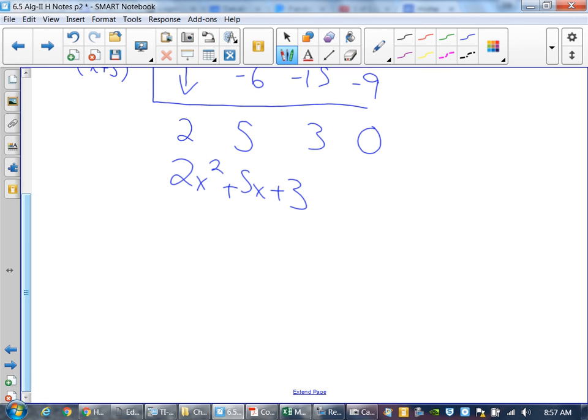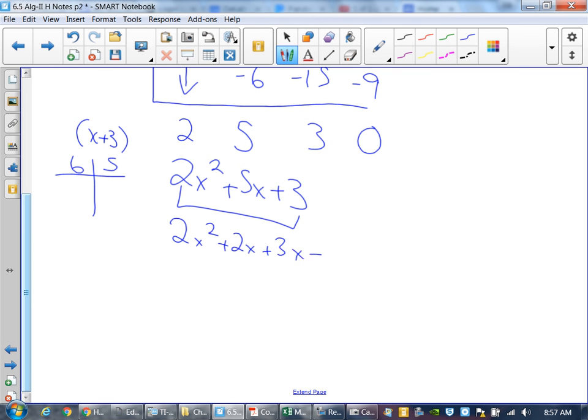Now, it said factor this, which means we can factor this further. What's 2 times 3? What times what is 6 that you add together to get 5? 2 and 3. So you get 2x squared plus 2x plus 3x plus 3.